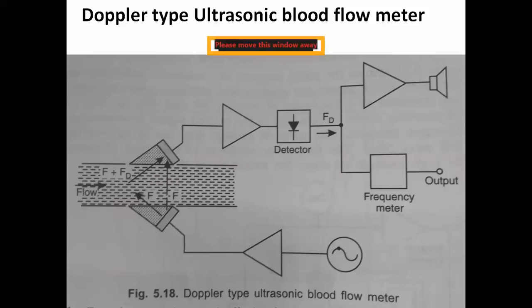And the second one, using the Doppler effect. So using the Doppler effect, we can use an ultrasonic blood flow meter. This ultrasonic blood flow meter uses the Doppler effect.